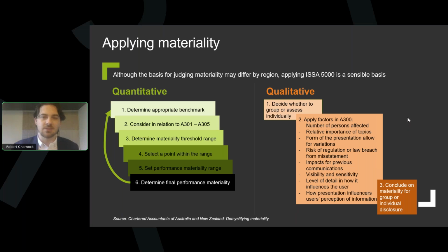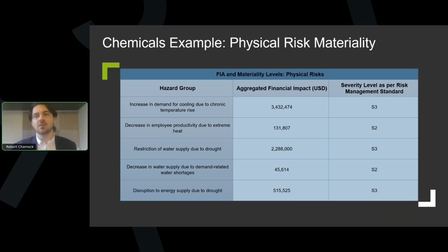to the next slide of a client example, where we go back to the chemicals manufacturing client and their physical risk materiality. So on the final column, the third column here on the right, you can see severity level. And this is from the client's own risk management systems. So we didn't invent this. They had certain thresholds in US dollars for a severity 1 through to severity 5 risk. Now, severity 1 being the lowest here.